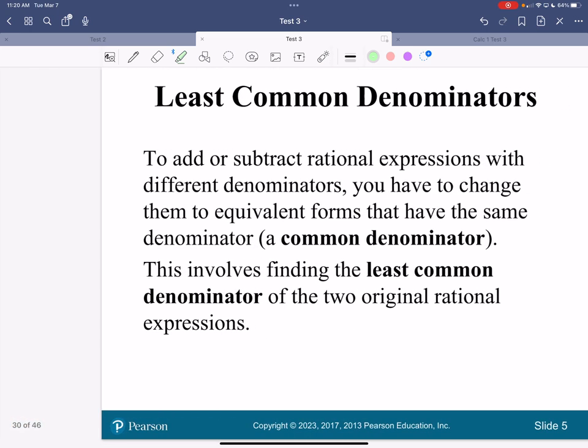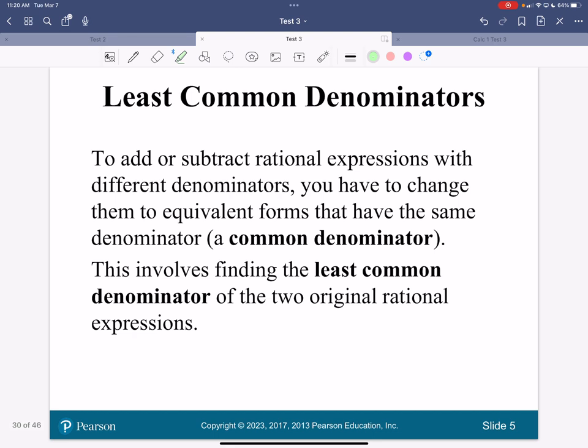And to do that, we find what's called the least common denominator. To add or subtract rational expressions with different denominators, that means your denominators are not the same, you have to change them to equivalent forms that have the same denominator. This involves finding the least common denominator of the two original rational expressions.